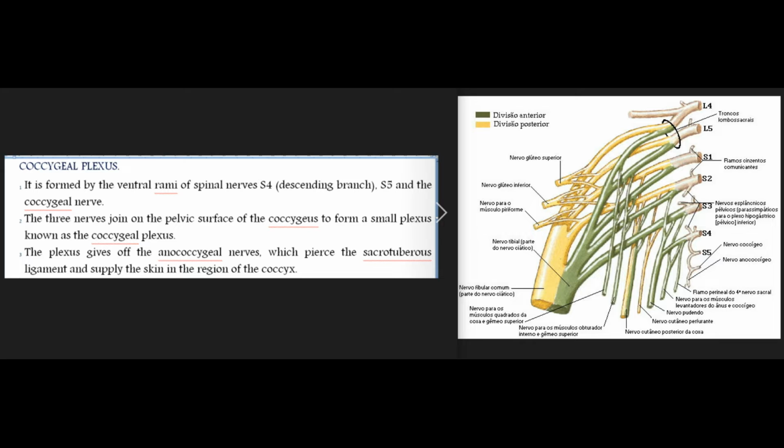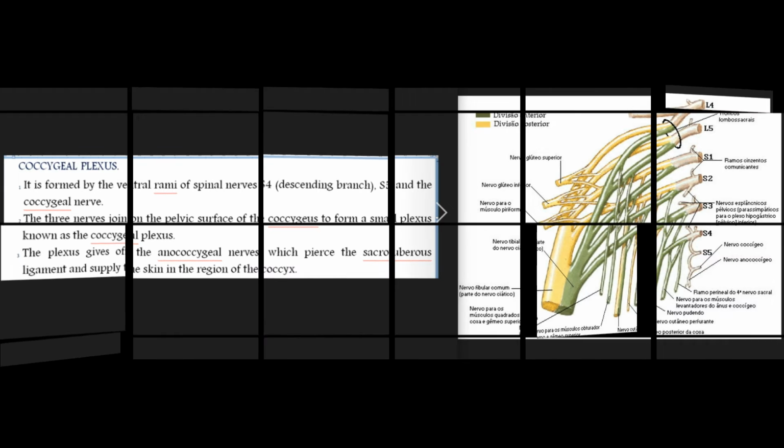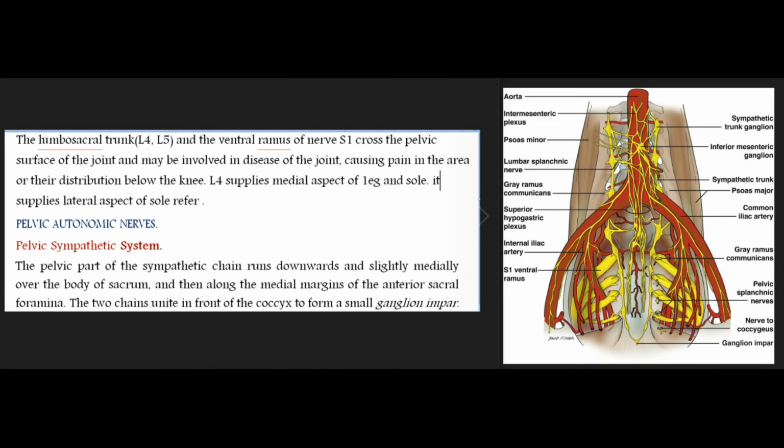The lumbosacral trunk, L4, L5 and the ventral ramus of nerve S1 cross the pelvic surface of the joint and may be involved in disease of the joint, causing pain in the area of their distribution below the knee.